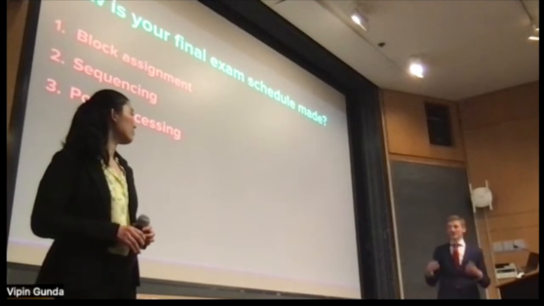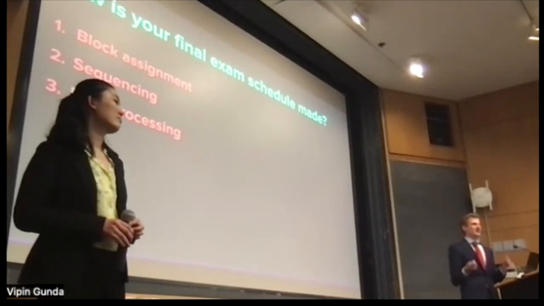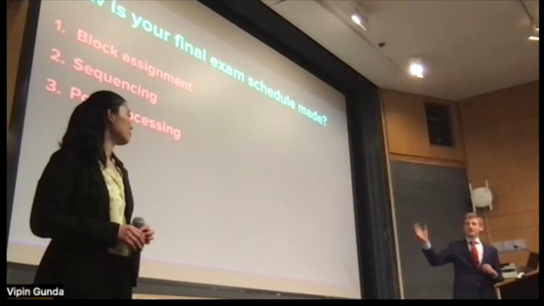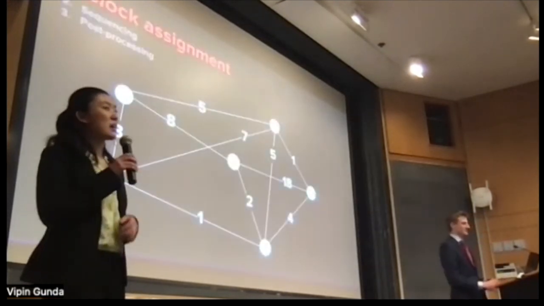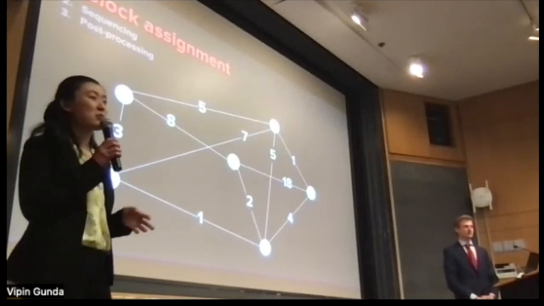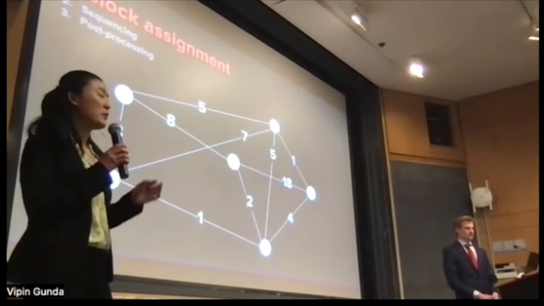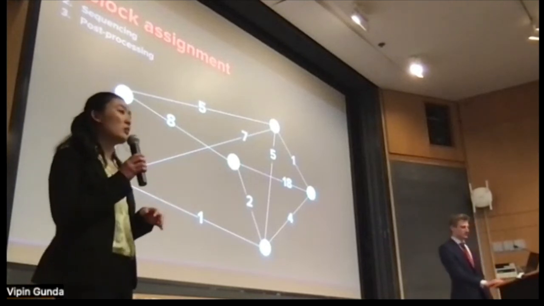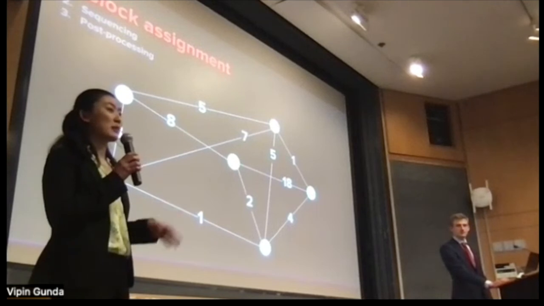So now we get into the exciting part. Now we're going to talk to you about how the exam schedule is made. It is done in 3 general steps, and we'll give you an overview of each, starting with block assignment. Block assignment is our first step, and what we're doing is grouping together exams into what we call blocks. If you recall, there are 19 blocks this semester. So what we know is that classes in the same block will have their exams take place at the same time. What time specifically, we will determine later.